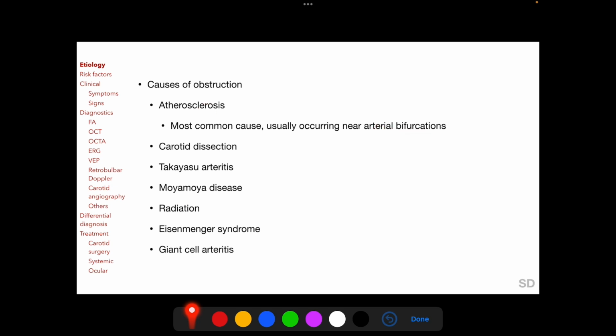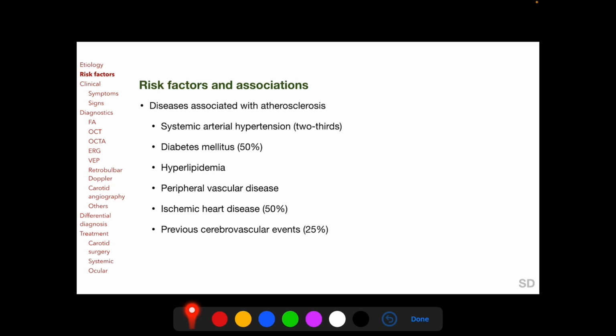The most common cause of obstruction leading to OIS is atherosclerosis, usually near arterial bifurcations, and other causes of obstruction which can lead to OIS include carotid dissection, Takayasu arteritis, Moyamoya disease, radiation injury, Eisenmenger syndrome, and giant cell arteritis. The risk factors and associations of OIS are the diseases associated with atherosclerosis, such as systemic arterial hypertension, diabetes mellitus, hyperlipidemia, peripheral vascular disease, ischemic heart disease, and previous cerebrovascular events. The figures given in the parenthesis are the proportion of OIS patients who have these comorbidities.